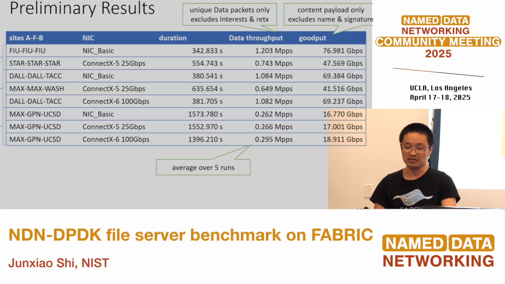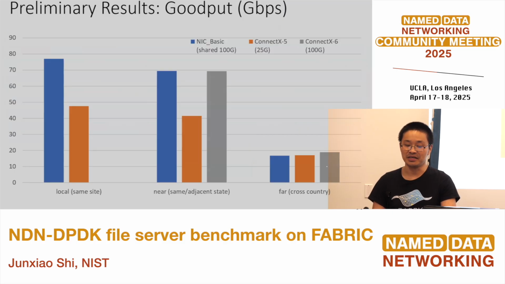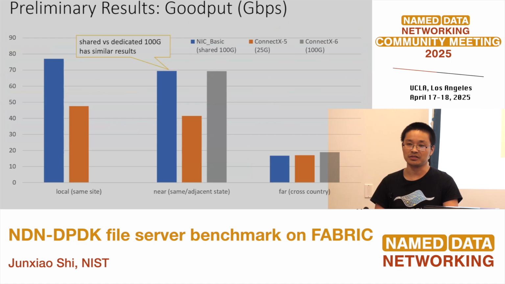This table shows the same thing, but we can look at the curves and see the trend. Regarding NIC Basic, the shared NIC, and the ConnectX-6, the dedicated NIC, they have really similar results. This really means not many people were using FABRIC at the moment I did those experiments. For the 25G ConnectX-5 port, the port speed would be a bottleneck.